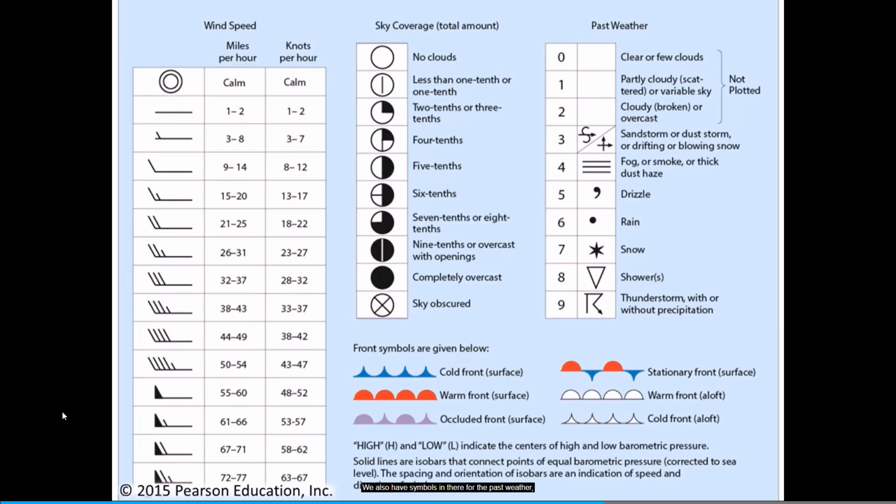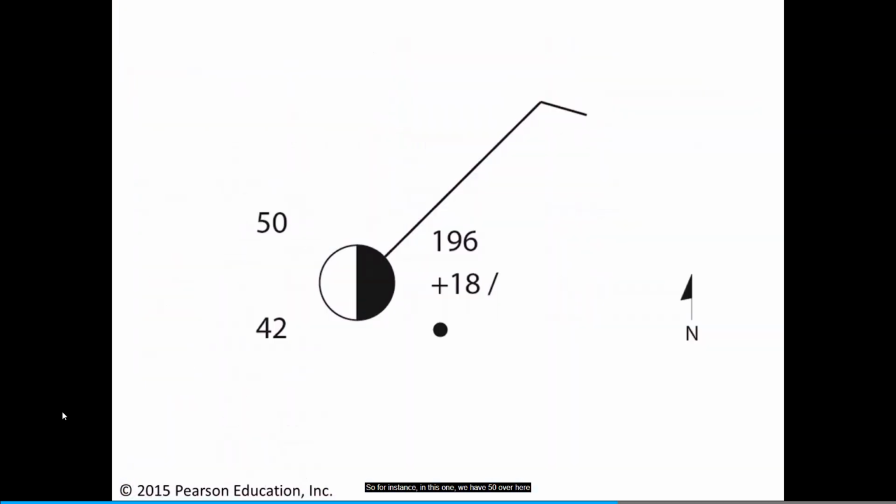We also have symbols in there for the past weather and whether the air pressure is going up or going down. So, for instance, in this one we have 50 over here in the upper left. That's an indication of the current temperature at that site. The 42 refers to the dew point temperature. The half white, half black circle in the middle means that we have essentially half of the sky covered with clouds, about 5/10 of the sky.